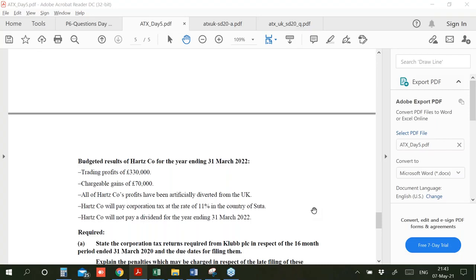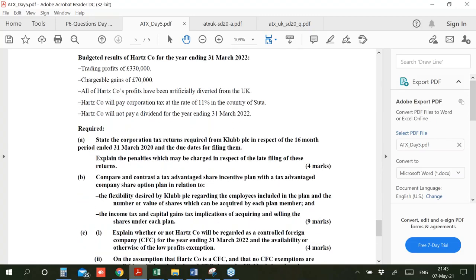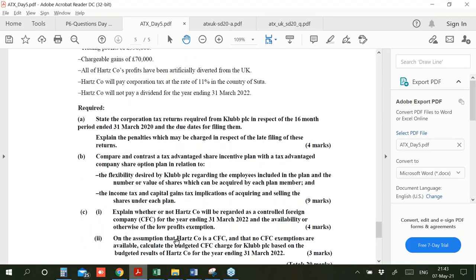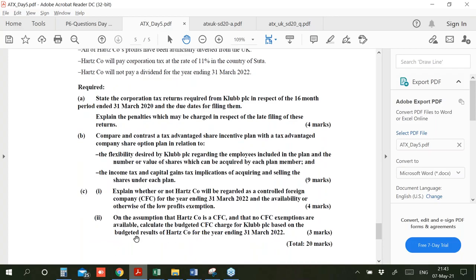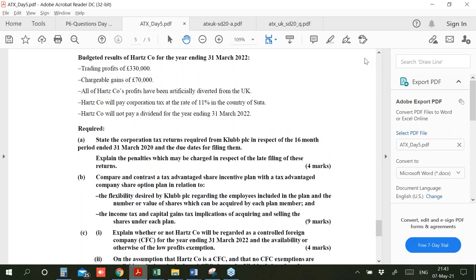Now, moving on, in the last part I have to calculate, assuming the company is a CFC and no CFC exemptions are available, the CFC charge based on the budgeted results. So we have the data available here, guys. I would request you, and I'll give all of you 2 minutes, to calculate yourself and post your answers in the question section, and then I will solve it with you. I'll be waiting here for your answers.